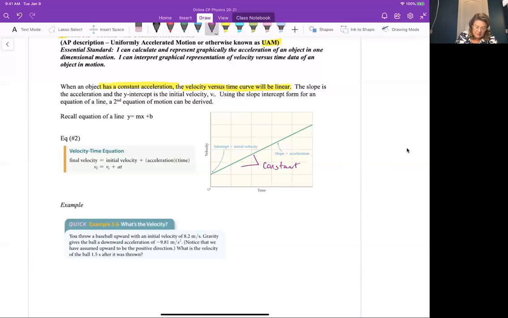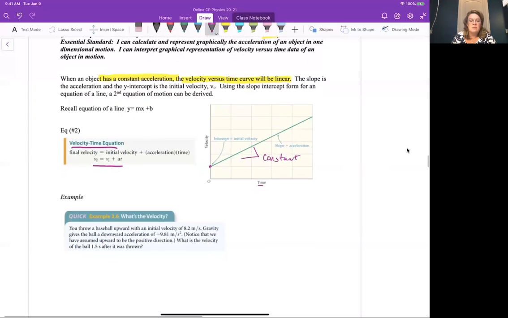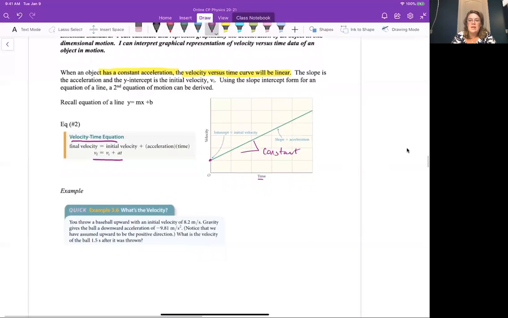And similar to what we did in the past, we can use the equation of the line, which is y equals mx plus b, and develop another very useful equation related to the intercept and what the definition of slope is in this case, which is acceleration, and what the variable, the x-axis is, which is time. So we have our velocity time equation, okay? And I'm going to go through this quickly because I'm going to teach you an approach that I have found that CP students and my AP students, generally this works very well.